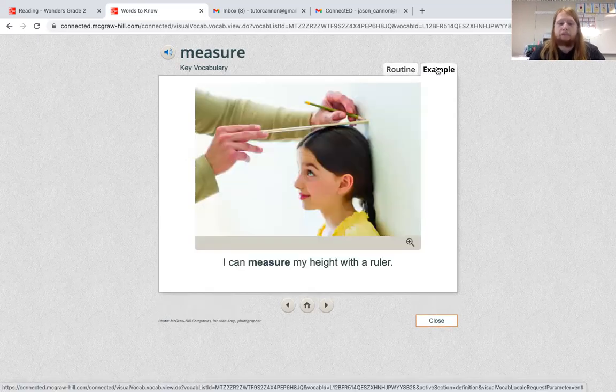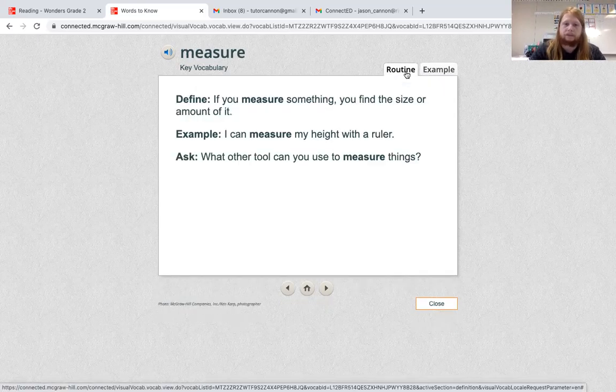Measure. I can measure my height with a ruler. If you measure something, you find the size or amount of it. We didn't do our measurement chapter this year because we just don't have enough time, but that's where you would use something like a ruler. It's not out here, so I don't want to go waste time trying to find it, but a ruler, something like that could measure. When you go to the doctor's office, you get measured by the doctor or the nurse practitioner, and then they use the height from the top of your head.